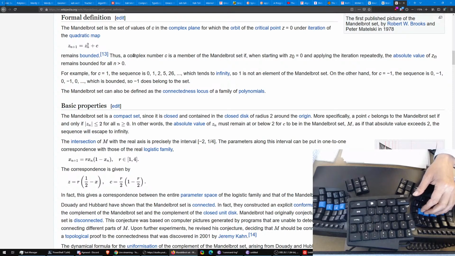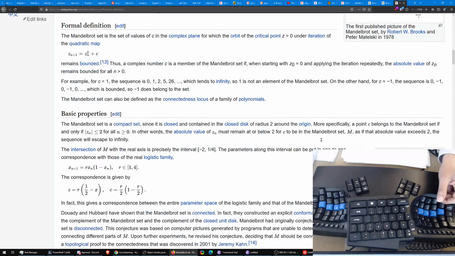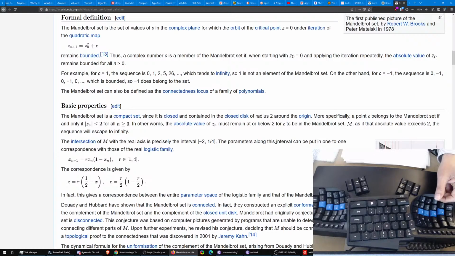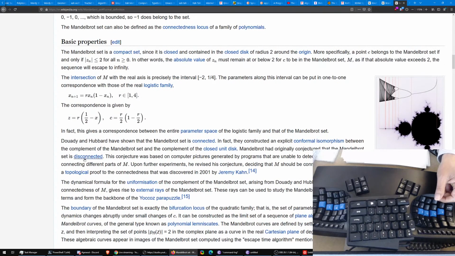I'm trying to find it. Now I remember someone proved that the Mandelbrot set is a connected set, and that's not easy. I remember somehow it doesn't show up here. I read it on Wikipedia maybe 10 years ago. Compact set, closed disk, and so on. So who was it? Okay, this guy. There also exists a topological proof of the connectedness that was discovered in 2001. So yeah, this kind of thing shows it's connected.